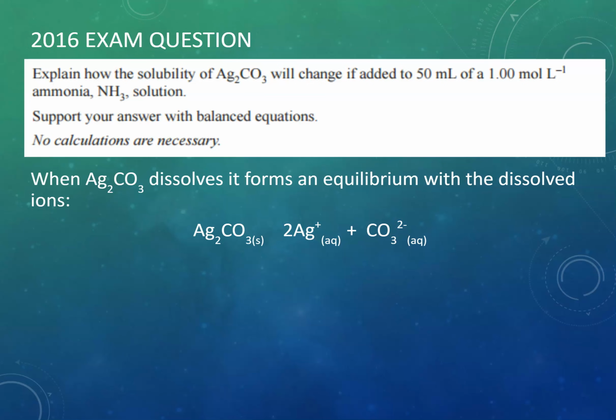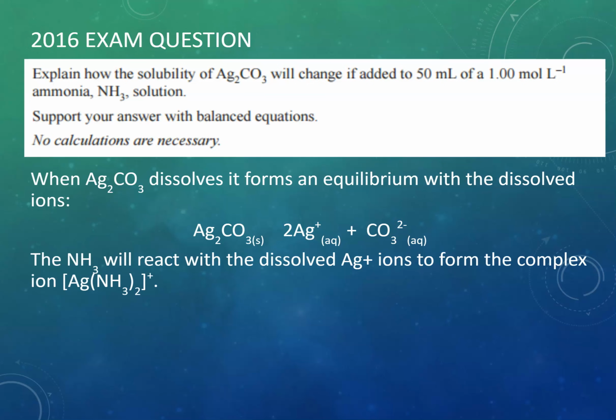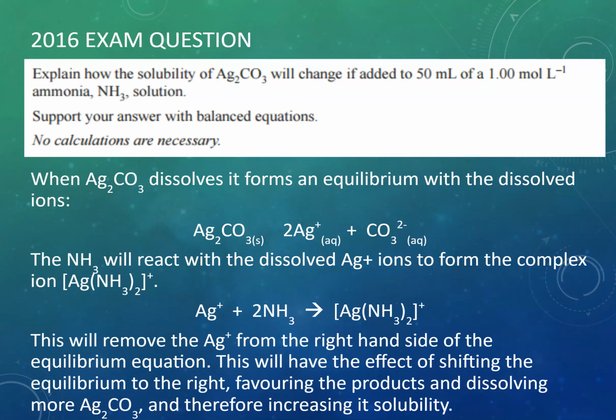So the ammonia will react with the silver ions and form the ammonia silver complex. And here's my equation for that. Right, again, just taken straight from what I know. Then the explanation of how that's going to affect the solubility, because that's what the question's actually asking. Okay, that's going to remove the silver ions from the right-hand side of the equilibrium equation, which will have the effect of shifting the equilibrium to the right, favouring the products, dissolving more silver carbonate, and therefore increasing its solubility.